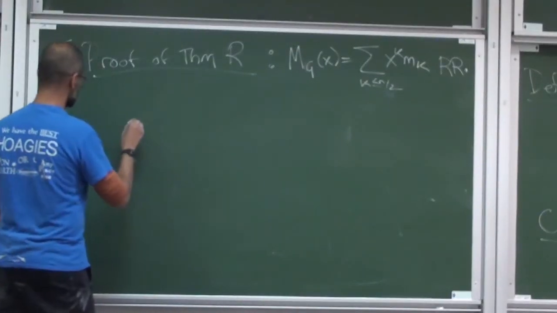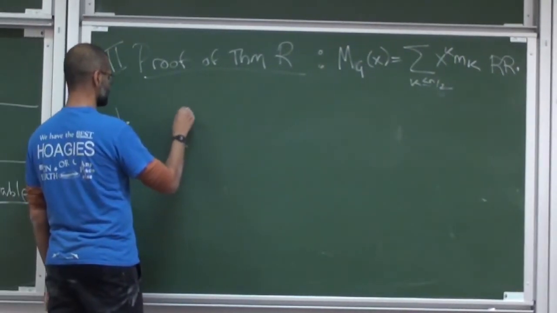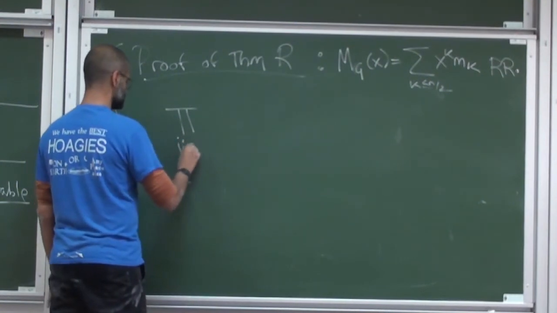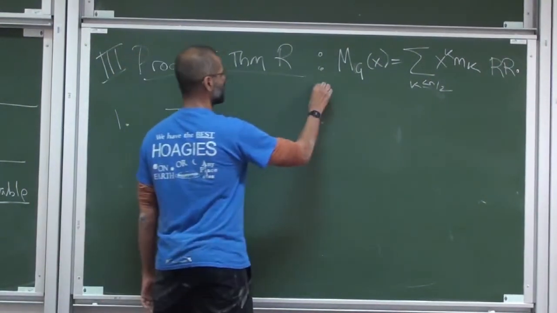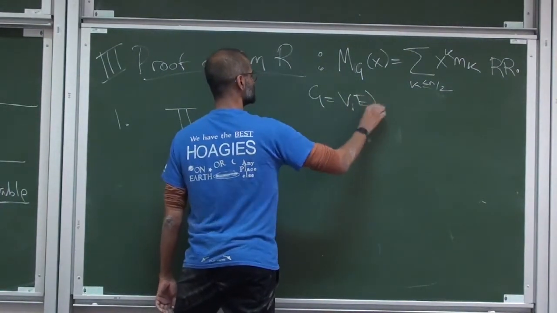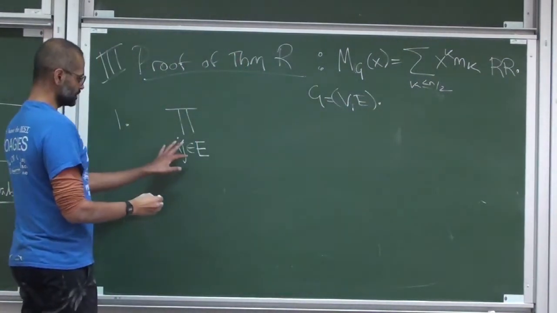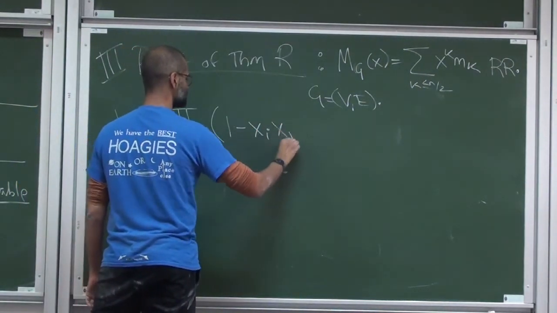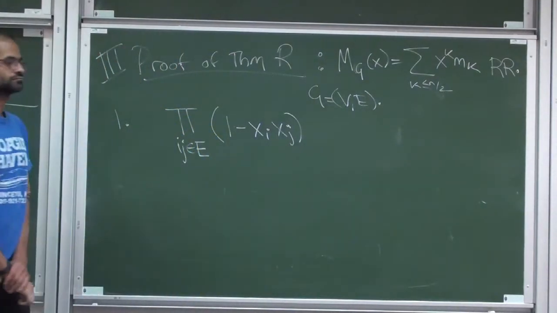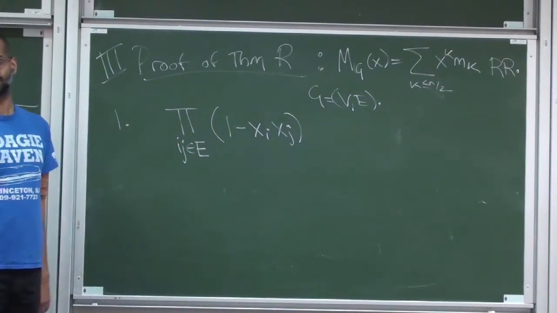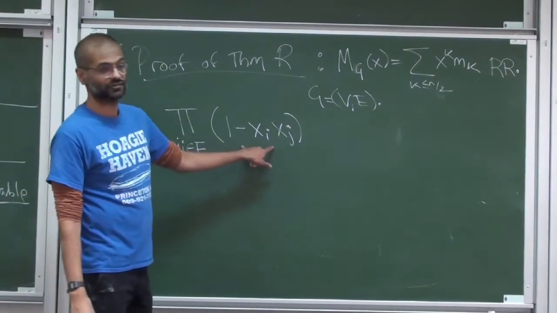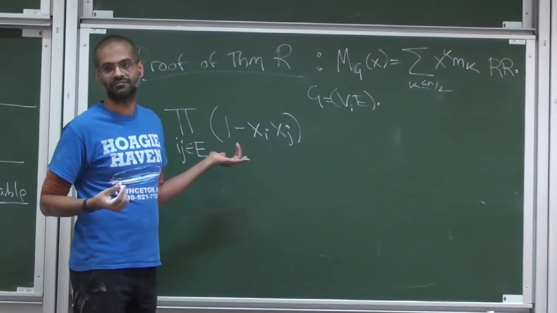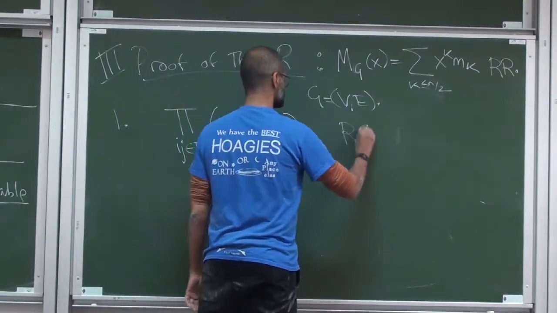Well, I'm given some graph G, right? The first step is to consider this polynomial: the product over edges in the graph. Look at all the edges, and I multiply the polynomial 1 minus xi xj. I claim this is real stable. Each of these is already real stable, that was one of our examples, and a product of real stable polynomials is real stable. So this is real stable.